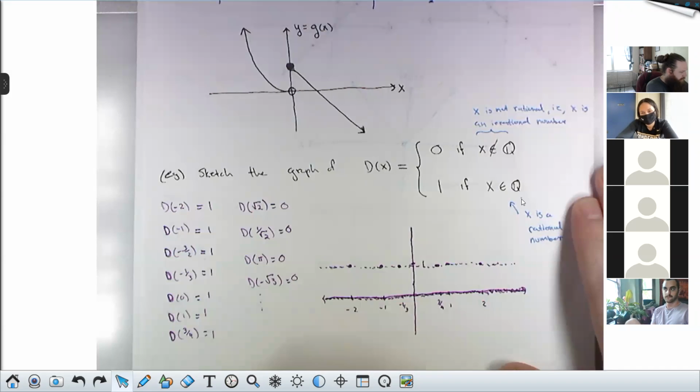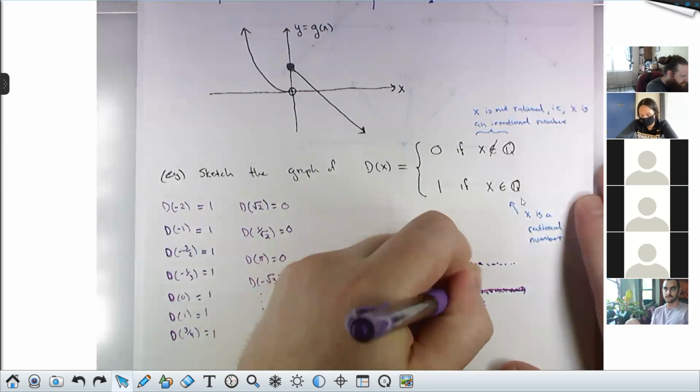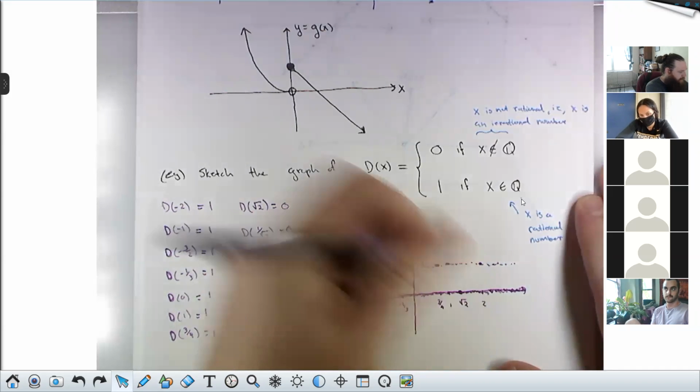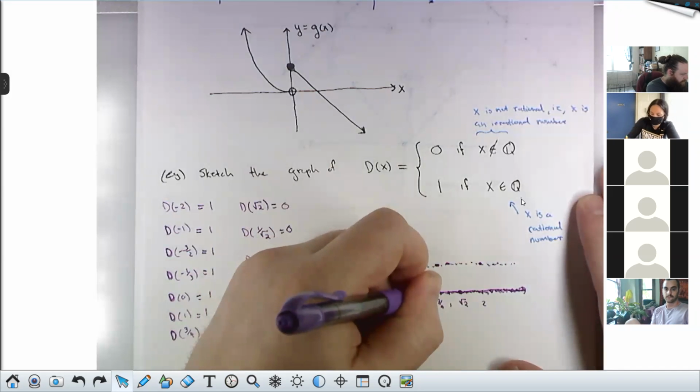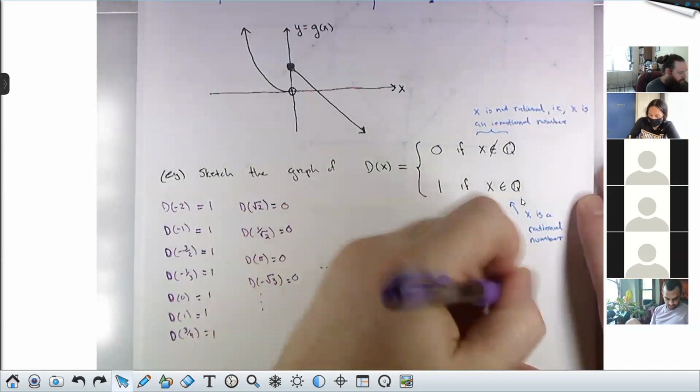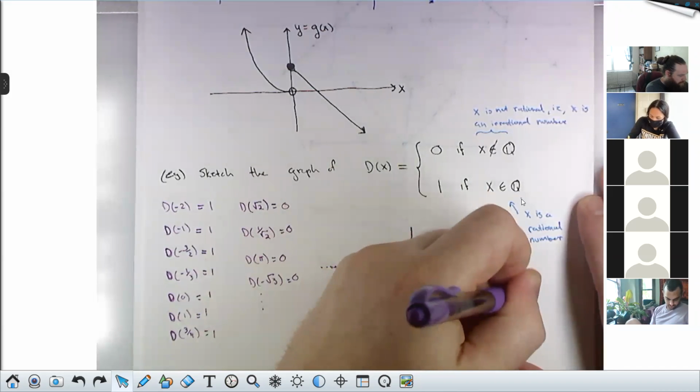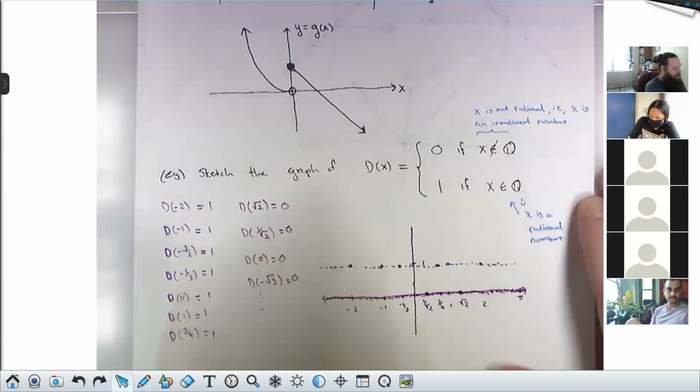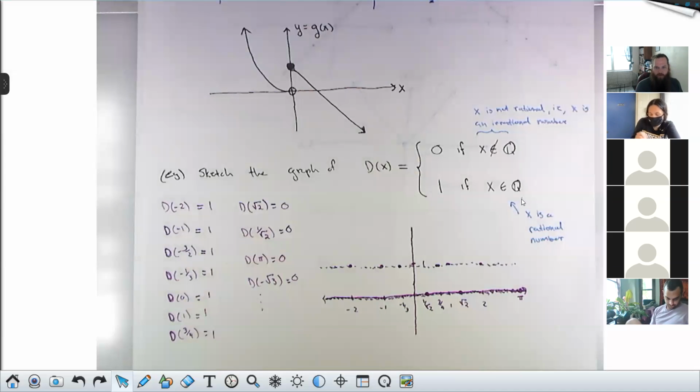So what do we say? Square root of 2, that's like 1.4, so that's definitely an entry down here. 1 over the square root of 2, it's like over here. And there's lots and lots more. Pi would be like out here. So this is what the graph of the Dirichlet function looks like.